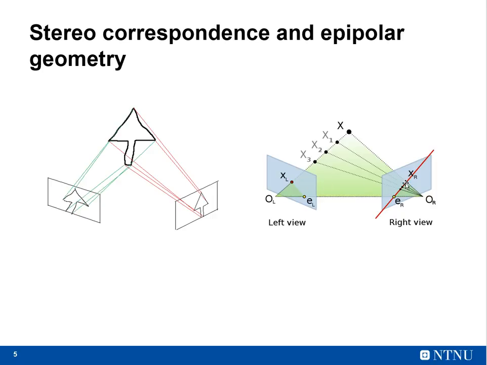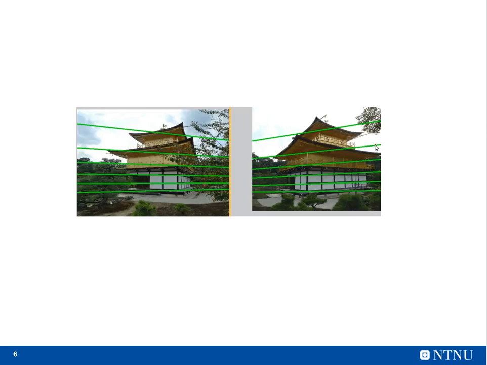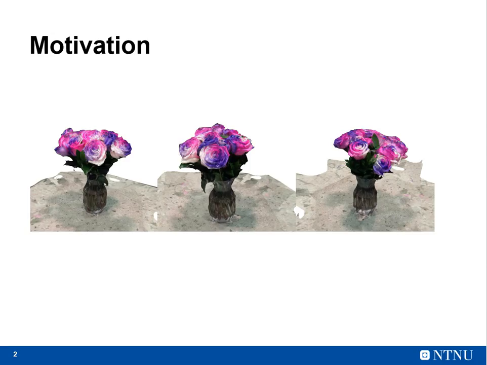It is a lot faster to search along the epipolar line to find the corresponding point instead of searching through the whole image. Here is an example of epipolar lines. By finding the corresponding points, we can calculate a variety of 3D information and, for example, achieve what we demonstrated in the beginning.